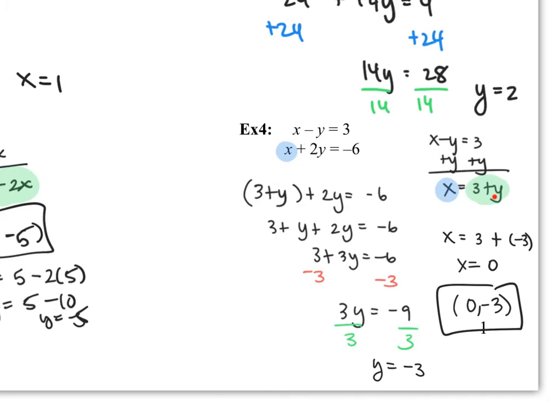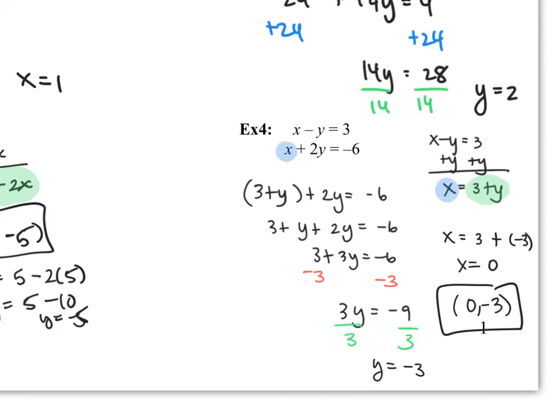So x equals 3 plus y. What this meant is that anywhere I saw an x in my other equation, I could replace that with 3 plus y. So that's exactly what I did here. I rewrote this equation as 3 plus y plus 2y equals negative 6. Now since this is really distributing a 1, anything times 1 is itself, that's just going to be 3 plus y.